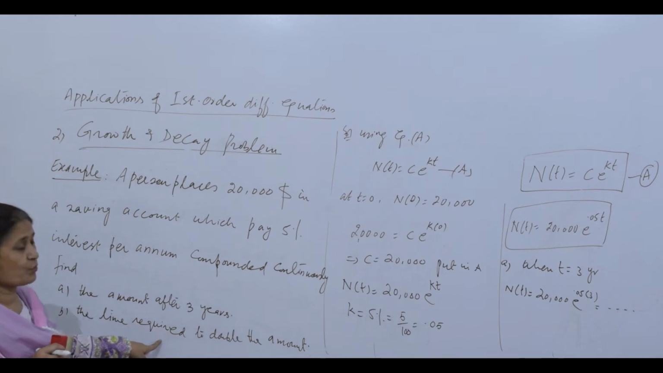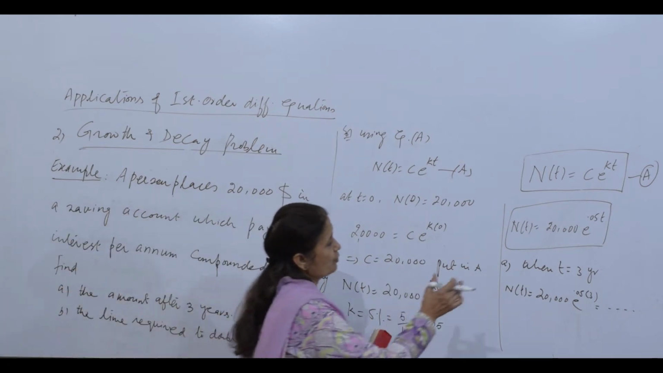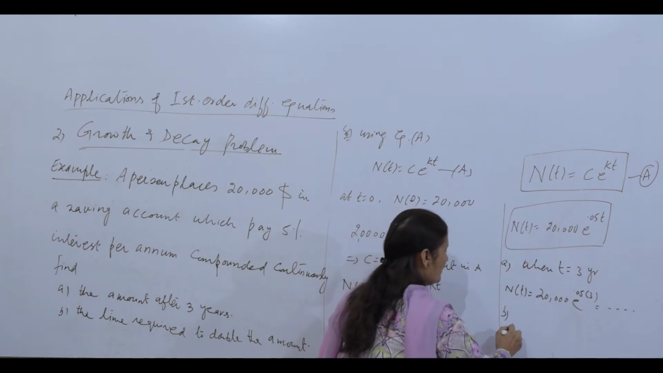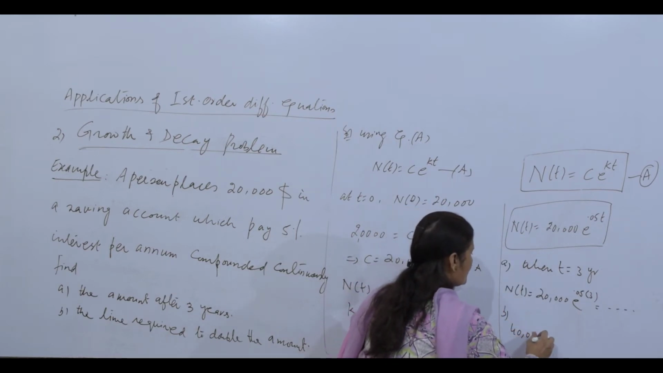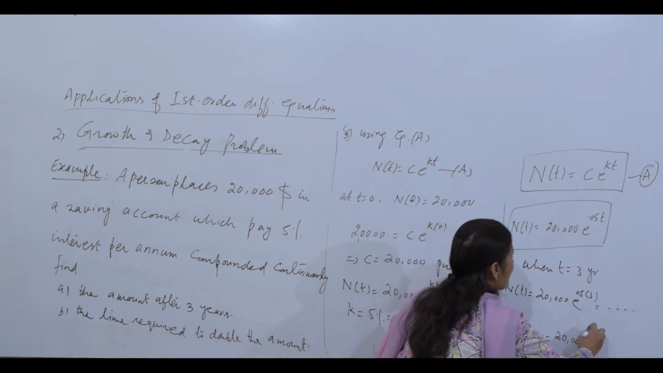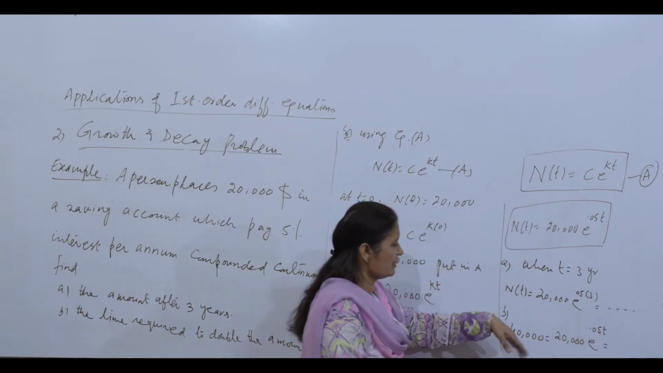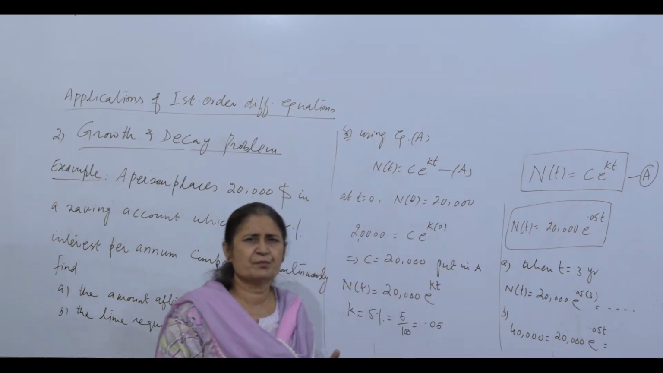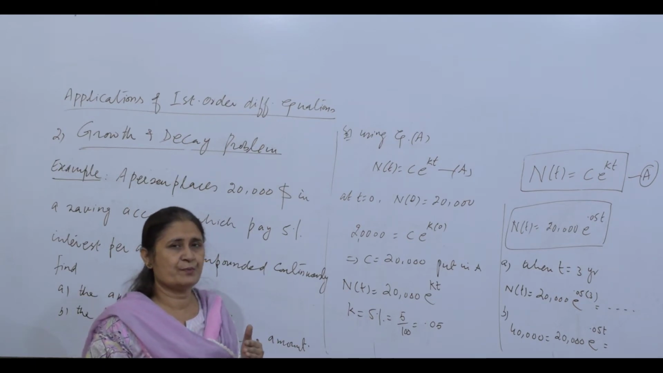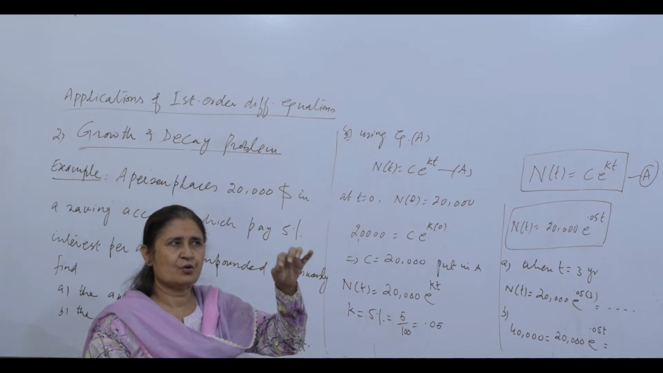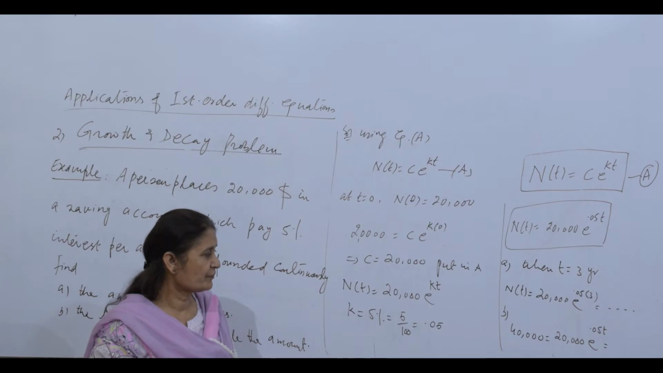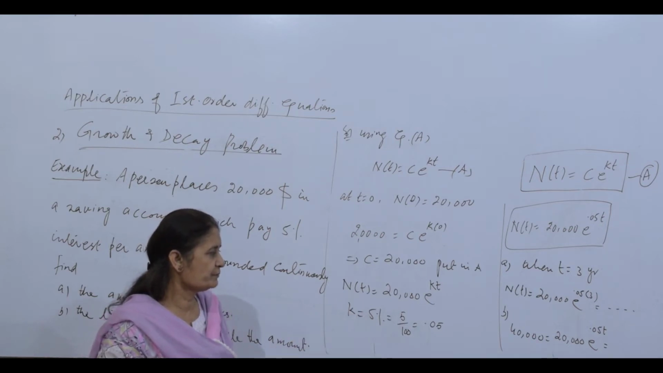For the time required to double the amount, it is the same. You have to find the time to double the amount. It means the amount will be 40,000. So 40,000 is equal to 20,000 e^(0.05t). Solving by taking the natural log, you get the time when the amount of the person will be doubled at a constant interest rate of 5%. So you can solve for t.